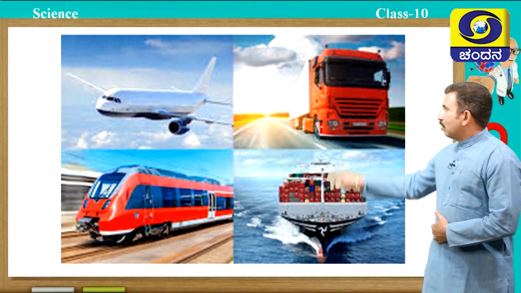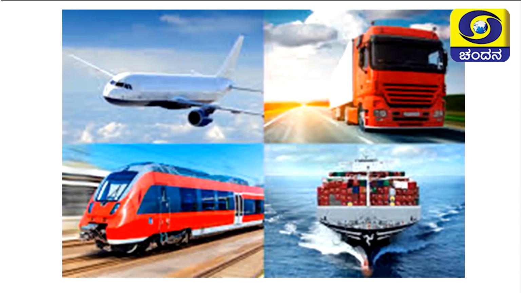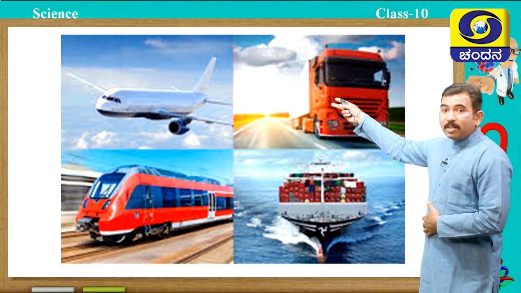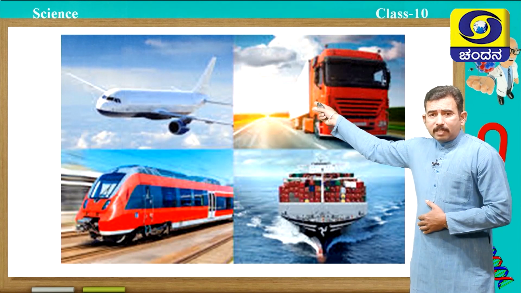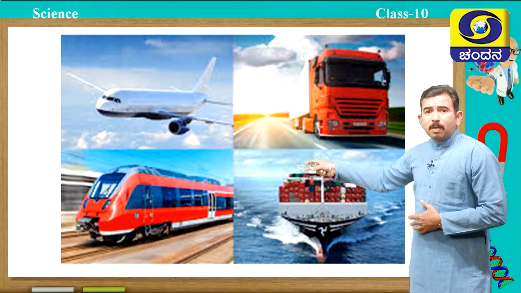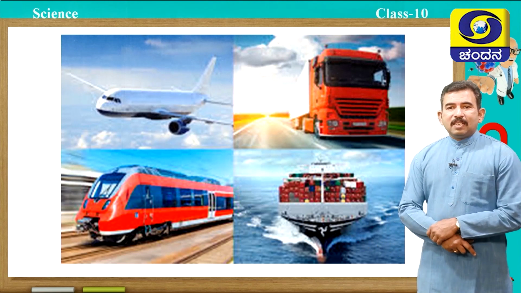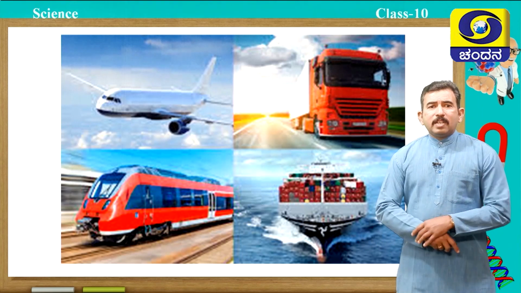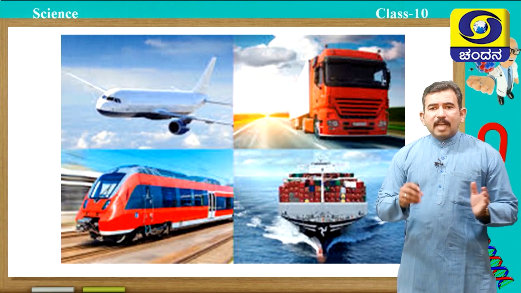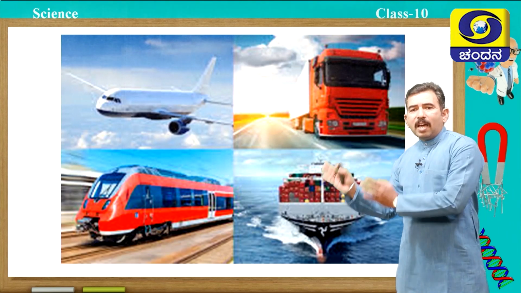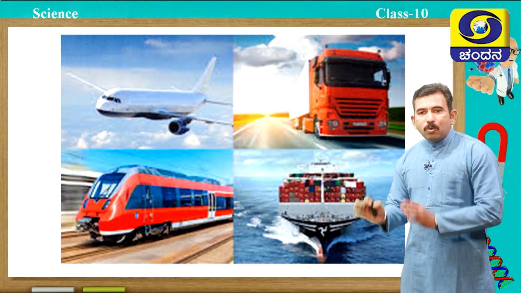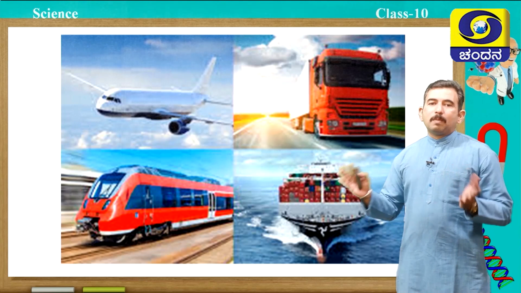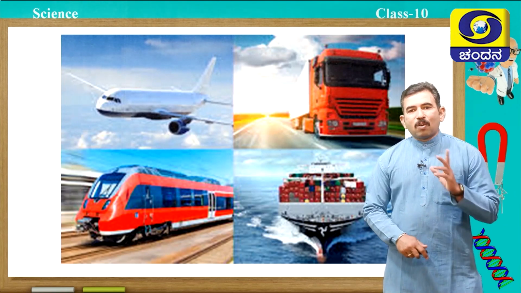Observe this picture, students. What are you observing? Yes, these are the different transport systems which we use in our day-to-day life. Aeroplane, trucks, train, ships, buses, etc. Students, in common language, transport means carrying things from one place to another place, or it's an easy movement of carrying the goods as well as human beings from one place to another place, and that is called transportation.